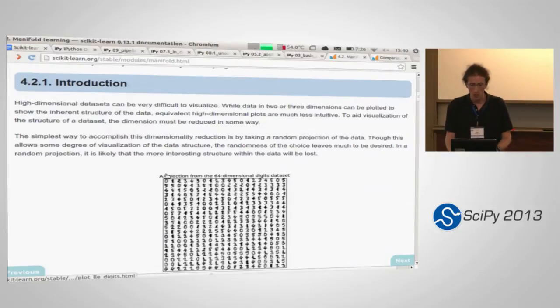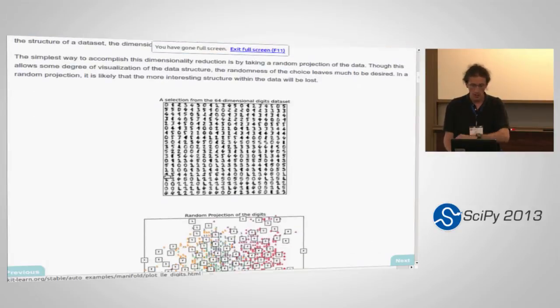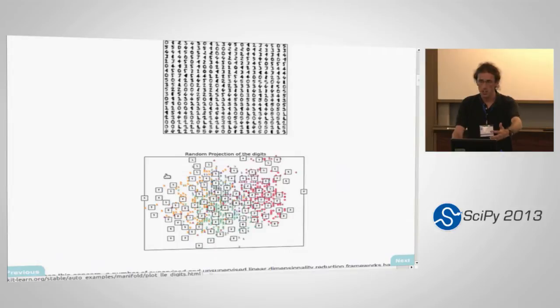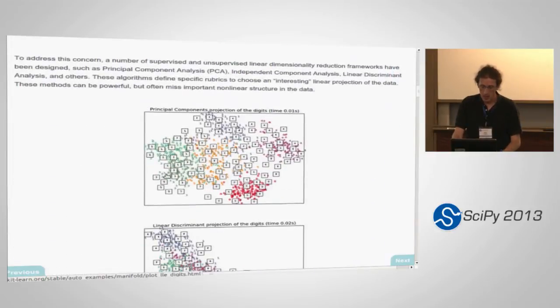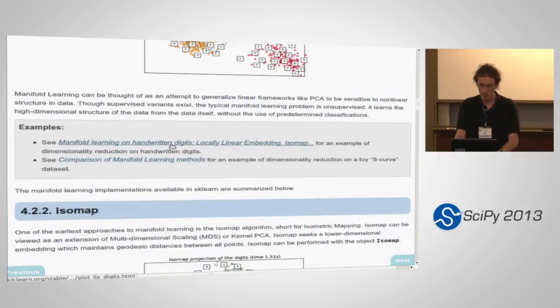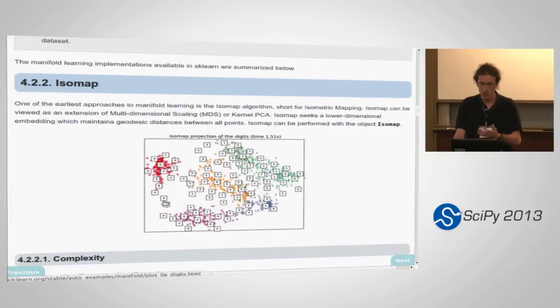Then we have an introduction where we try to explain things. We try to do hand waving, not too much math. Another example on a real-life data set with digits where we're embedding the digits in 2D. And then each time we're linking to examples. And then we're going to go over the different methods and try each time to give a bit of intuition and a bit of example.